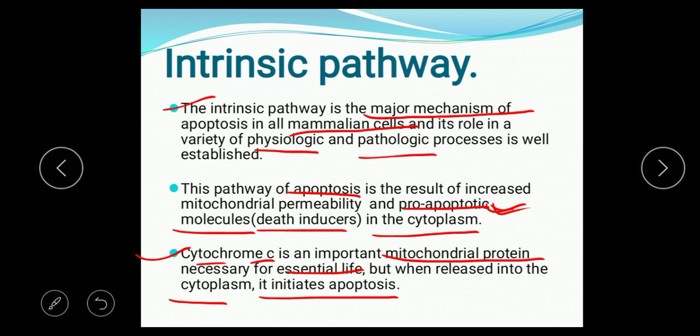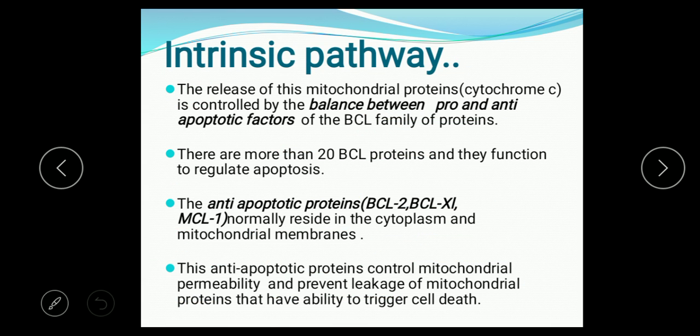Okay, now let's move on. The release of these mitochondrial proteins, that is cytochrome C, is controlled by the balance between pro and anti-apoptotic factors of the BCL family of proteins. So guys, we have discussed the pro and anti-apoptotic factors here, and both are regulated by the BCL family of proteins. They are the regulators of apoptosis actually. Very important proteins there, guys.